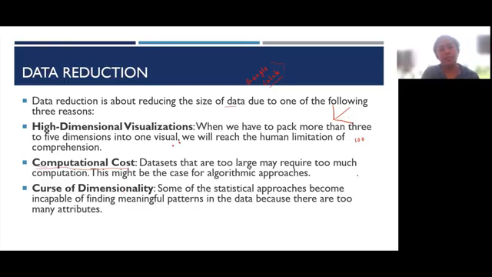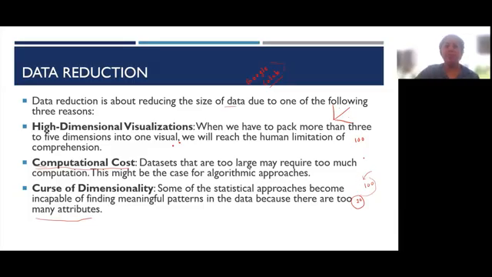And the curse of the dimensionality. Curse of the dimensionality means, students, let's say you have 100 columns in your data set, but there are only 20 rows. Sometimes you can't come to a conclusive decision using this because of the lack of data rows. In that case, you might try to reduce the columns, right? Here it says, some of the statistical approaches become incapable of finding meaningful patterns in data because there are too many attributes. Too many attributes, but the rows are fewer. So in that case, you might have to reduce the number of attributes.